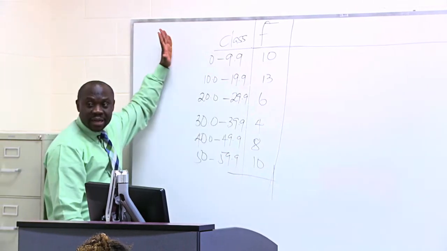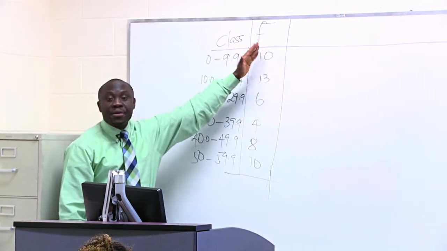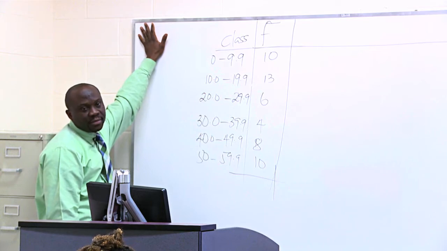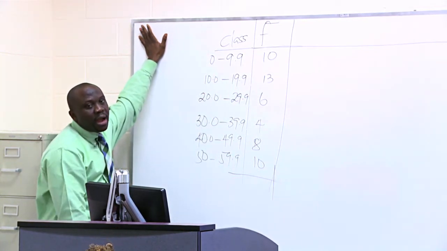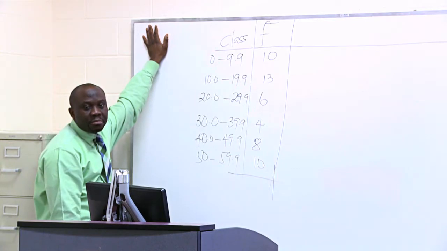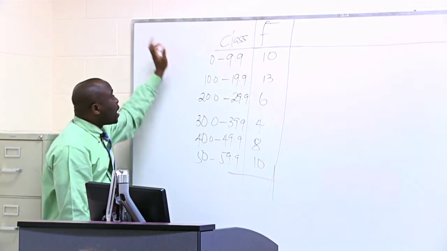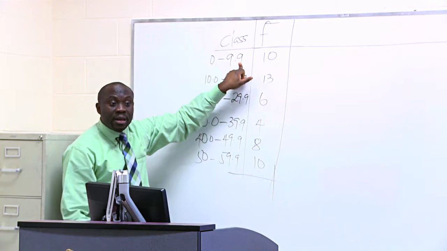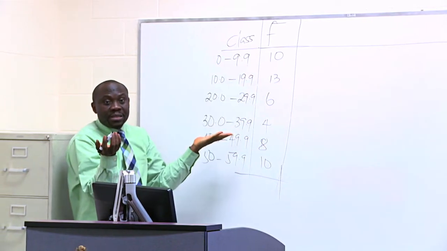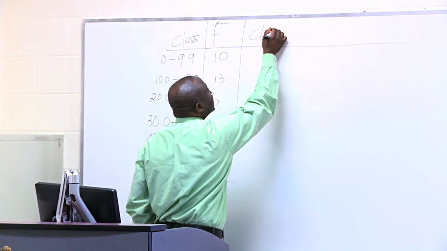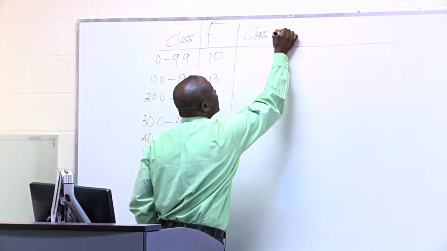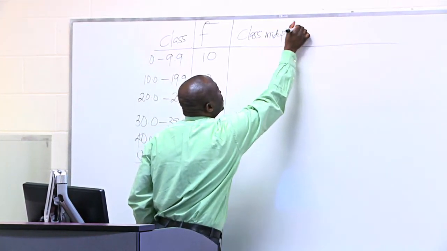So this time we have another class together with the frequencies. If we are asked to find the class midpoint, how will we go about that? Add the two numbers and divide by 2. That gives you the class midpoint, right? It's as simple as that. We're going through this example to reinforce everything we've said so far.